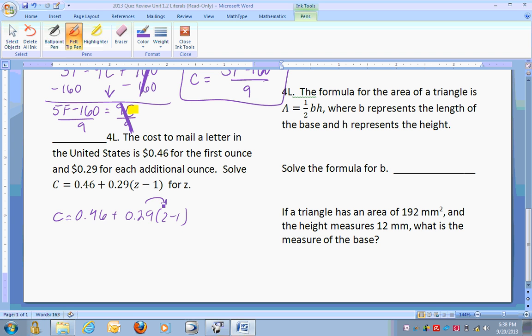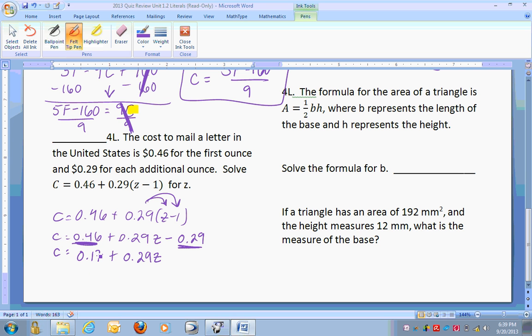So I'm going to distribute this 0.29, and when I do that, I should end up with c equals 0.46 plus 0.29 z, and then minus 0.29. Well, then I'm going to combine my like terms, the 0.46 and the minus 0.29, and I end up with c equals 0.17 plus 0.29 z.